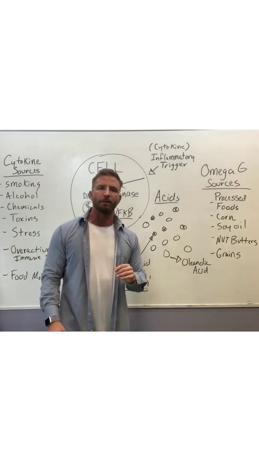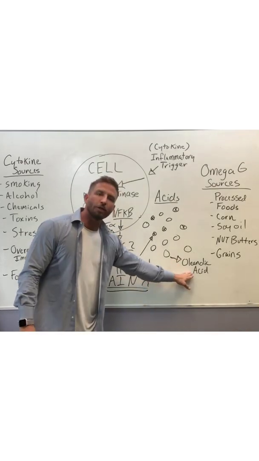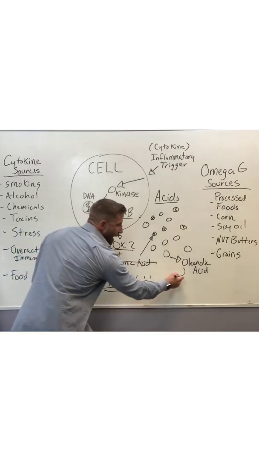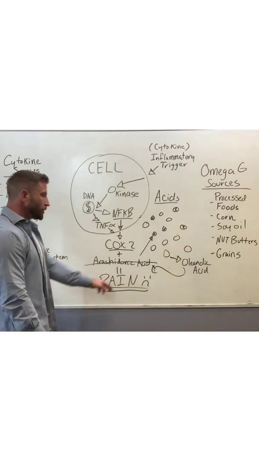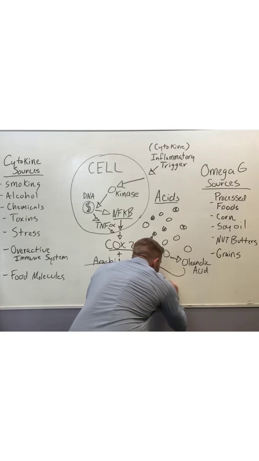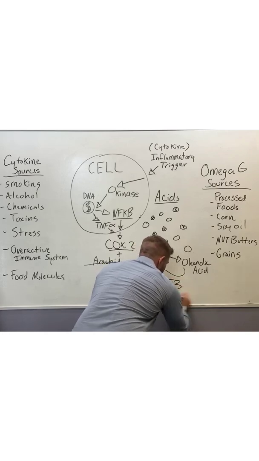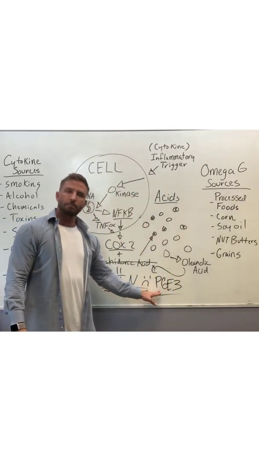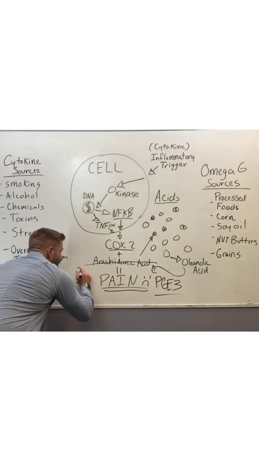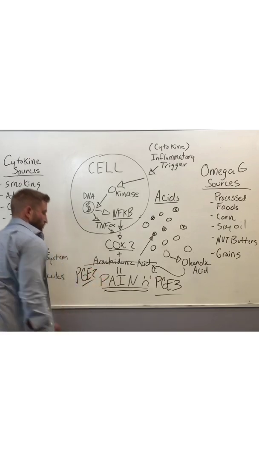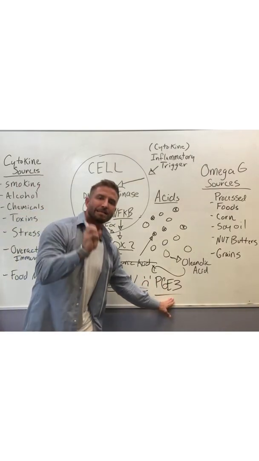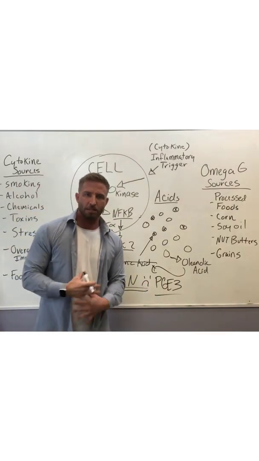Now, why would we want to do that? Well, the reason we want to do that is oleanolic acid, if you swap out arachidonic and you swap in oleanolic acid, you make something called PGE3. Arachidonic acid produces something called PGE2. 2 makes pain. 3 is less inflammatory, and you don't really feel it as much.